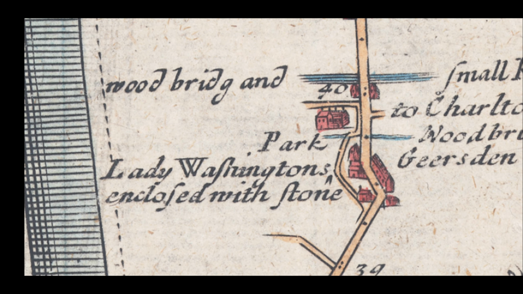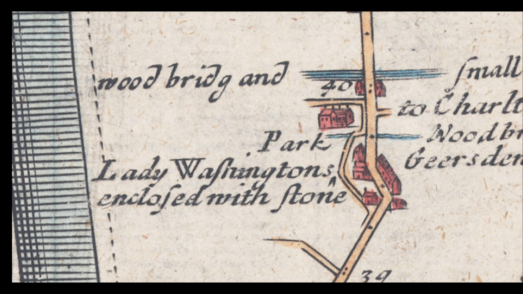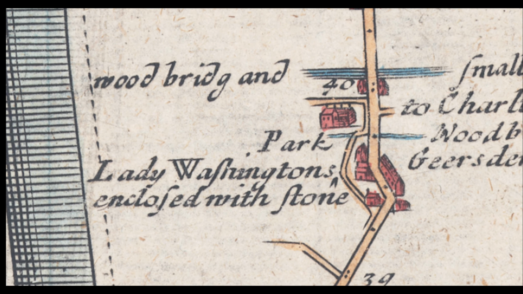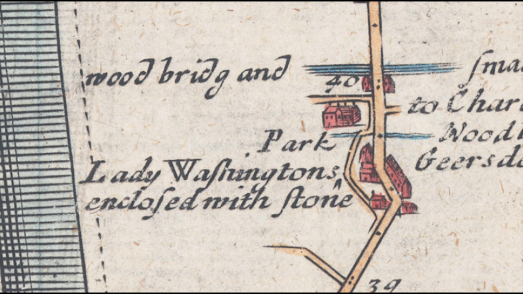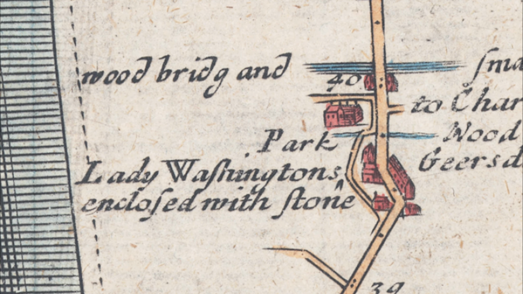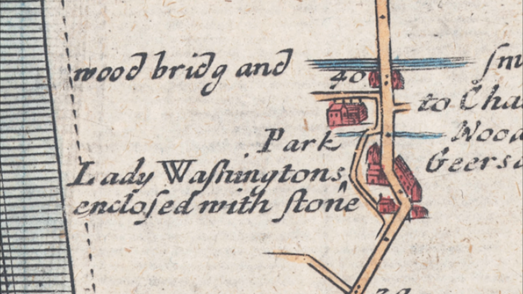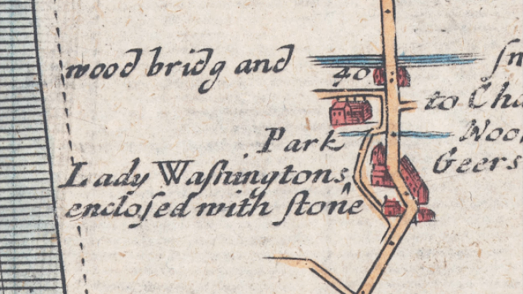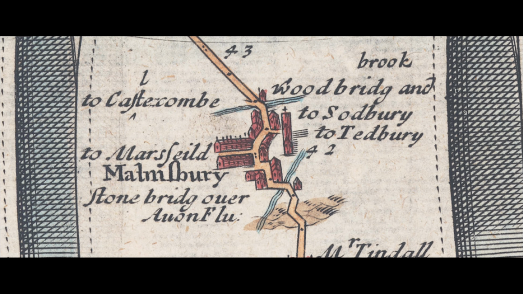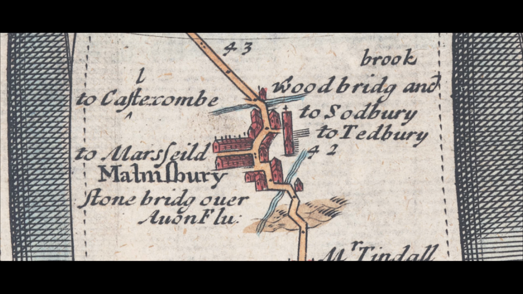After passing through the Braydon Forest, the route arrives at Garsden to the east of Malmesbury. Here, Ogilby's men noted that Garsden Manor was owned by Lady Washington. She was a distant cousin of George Washington, the first American president. They also noted the manor was enclosed with stone, and it still is surrounded by an impressive stone wall to this day.